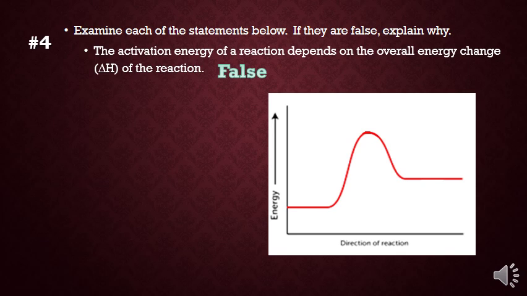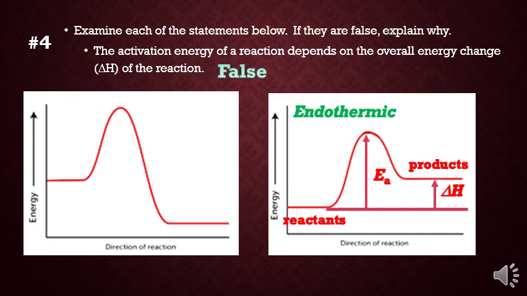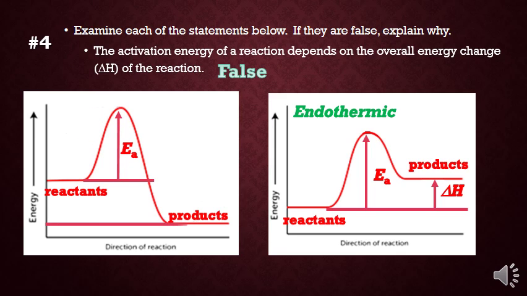And that's false. If we take a look at this graph, we have reactants and products. Our activation energy is measured from reactants to products, versus enthalpy, which doesn't care about the path whatsoever. In this case, it was an endothermic reaction. If we look at an exothermic reaction, again, activation energy is measured from reactants to products, and we don't care about the change in enthalpy, which in this case is exothermic.